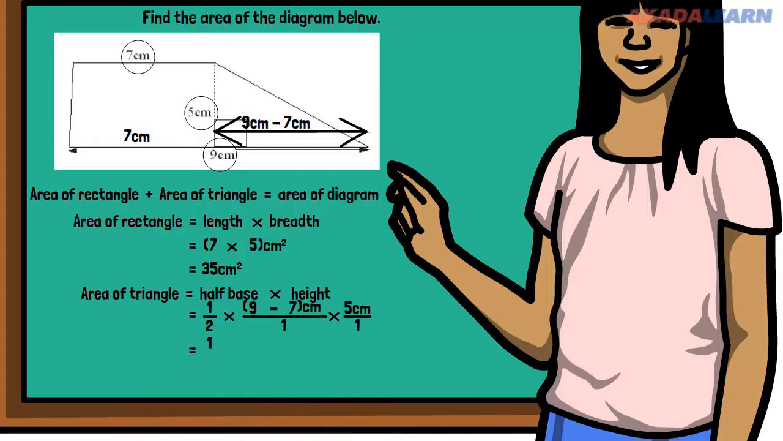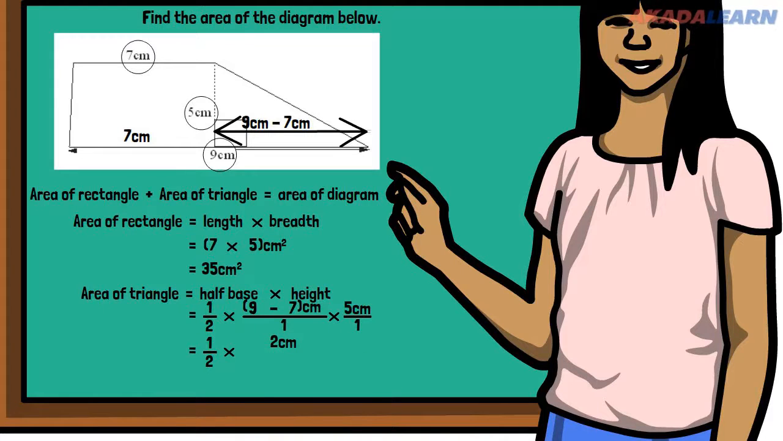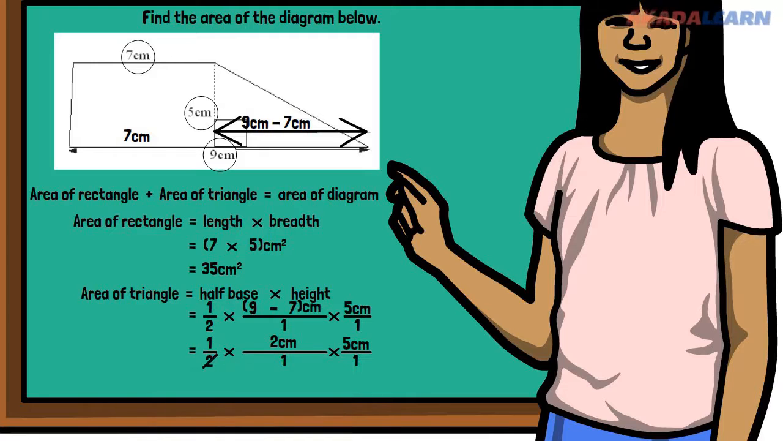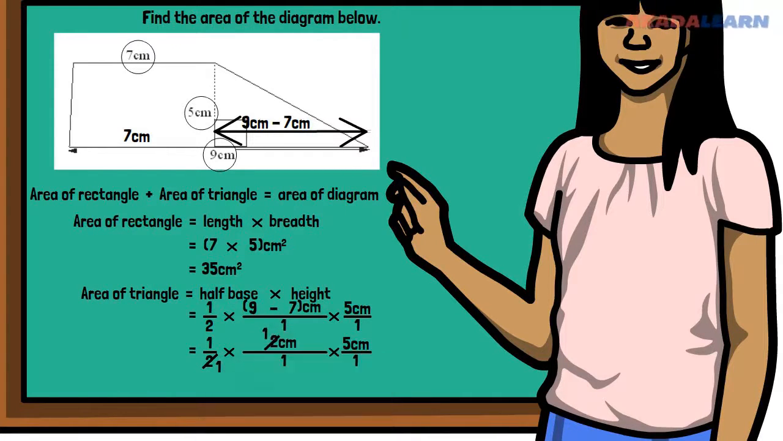So that gives us 1 over 2 times, that'll be 2 cm, 9 minus 7 is 2, over 1 times 5 over 1. So 2 divided by 2, 1, 2 divided by 2, 1 again. So we are left with 5 cm squared.